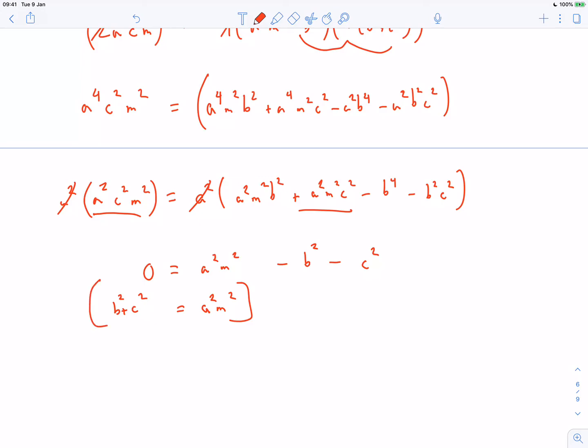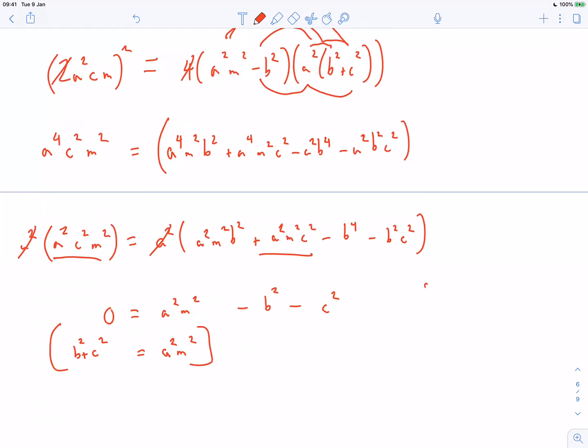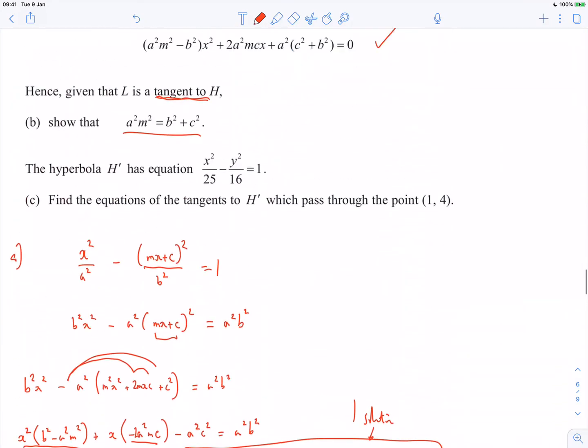And this is all assuming, well, I've done lots of division here, that a, b and c do not equal 0. Well, they can't do.